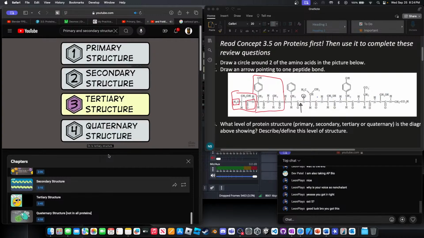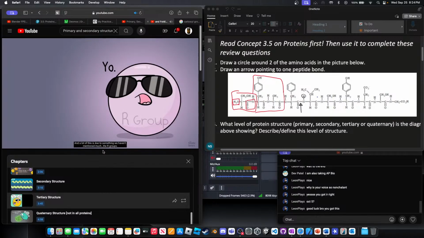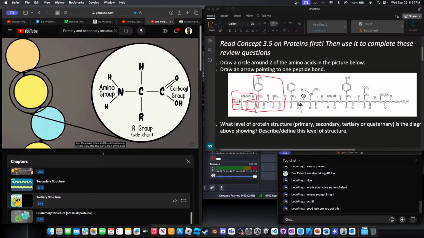On to tertiary structure. This is looking at more folding that occurs in the 3D shape of a functional protein. And a lot of this is due to something we haven't mentioned much, the R groups, also called side chains. See, the amino group and the carboxyl group are generally standard parts of an amino acid, although the R group found in amino acids can vary among different amino acids. That means the R group can define the amino acid and can make amino acids behave a certain way.